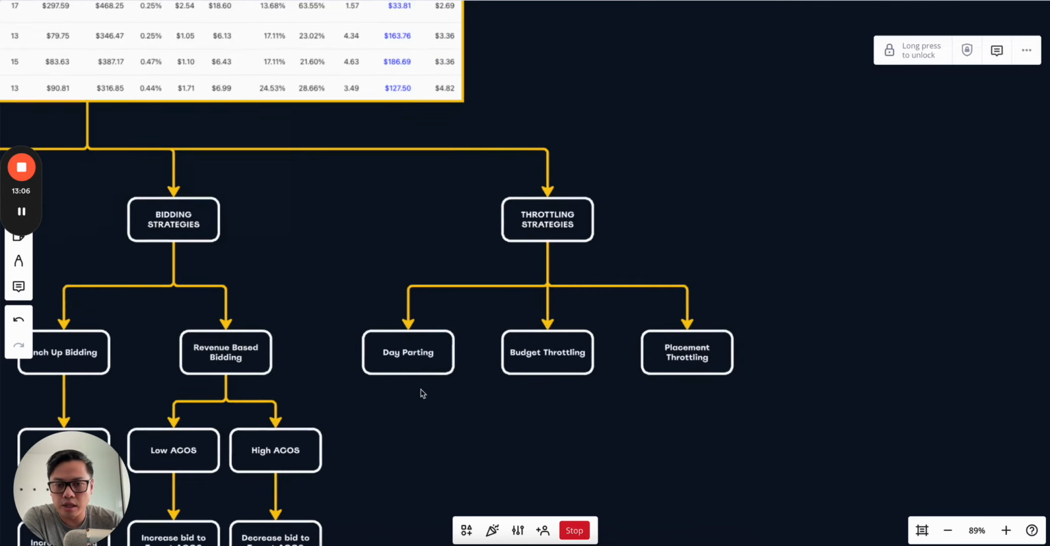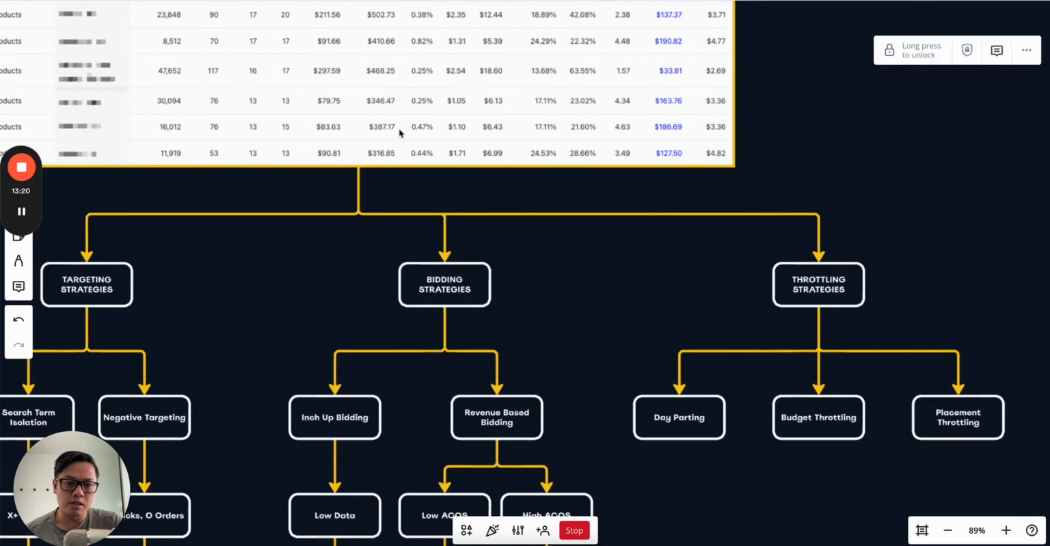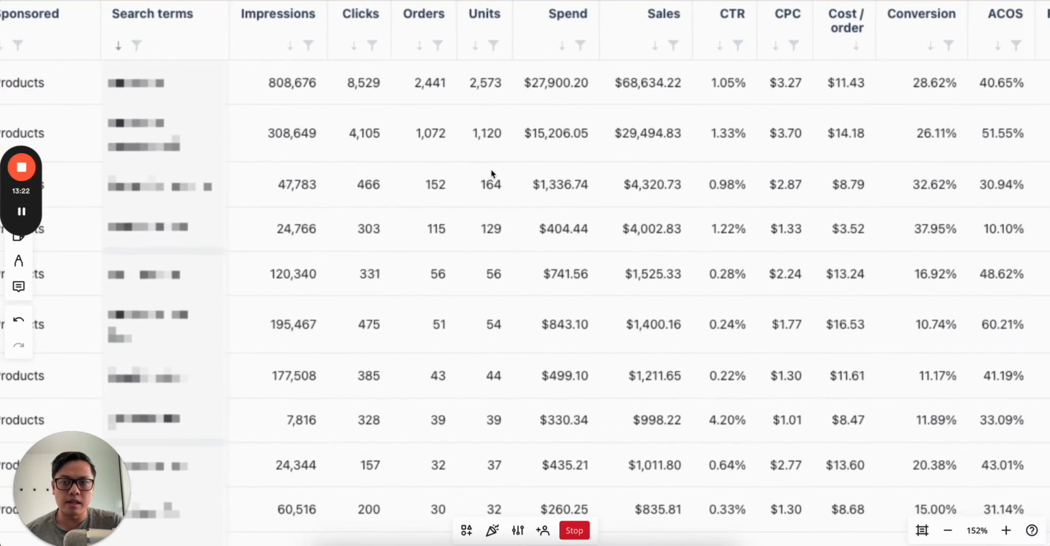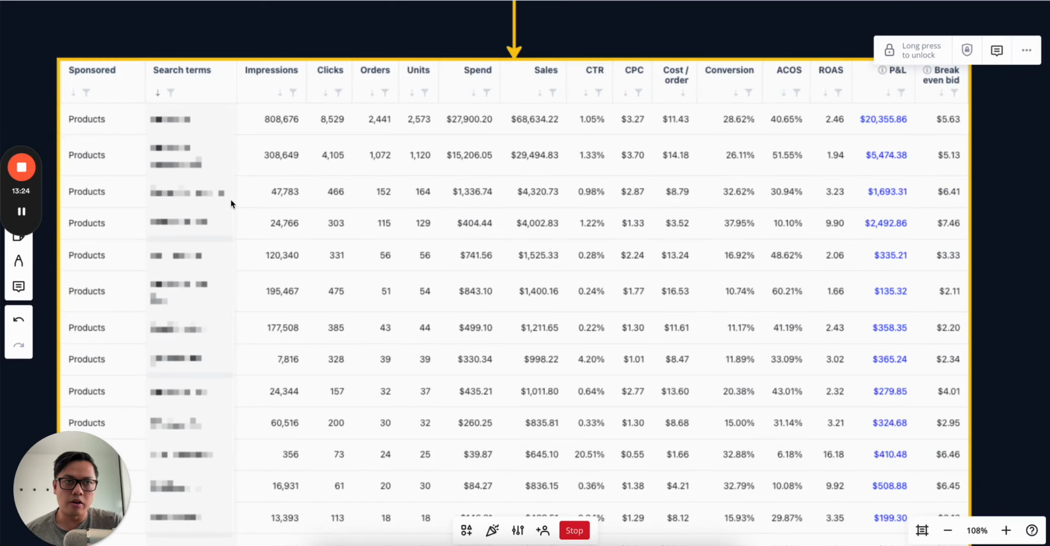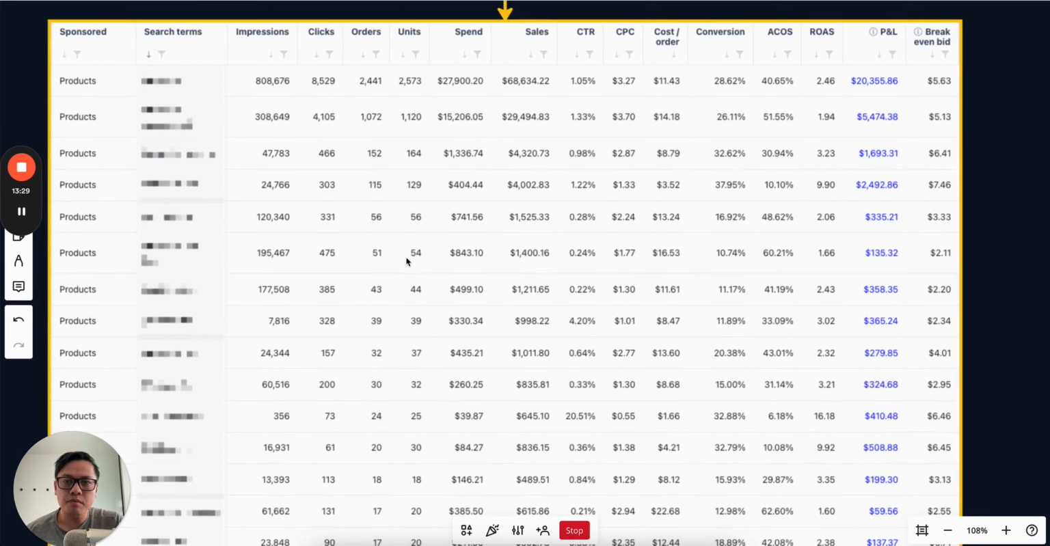And then throttling strategies. So again, we're not going to talk about day parting. We're just going to address budgeting and placement. But placement is, again, also a higher-level advanced strategy. So, in terms of budgeting, let's just say you're at the campaign level, because budgeting only exists at the campaign level. So if you're looking at your campaigns, instead of search terms, you're still looking at the exact same data points.